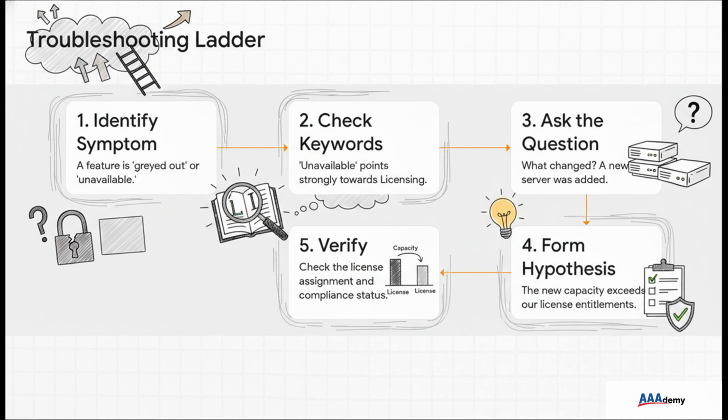So, step 1, identify the symptom. A feature is grayed out or unavailable. Step 2, check the keywords. We look at our trusty table, and unavailable points us straight at licensing. Step 3, ask the first question. For licensing, that's what changed? Well, we know it changed. We added a new server. And that brings us to step 4, our hypothesis. Adding that new host probably pushed our capacity over what our license allows. The final step? Simple. We just have to go verify it.